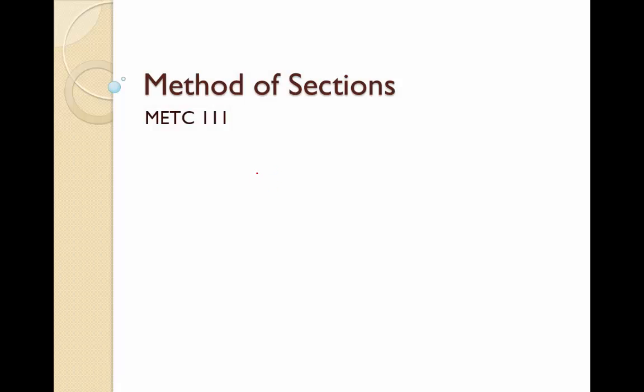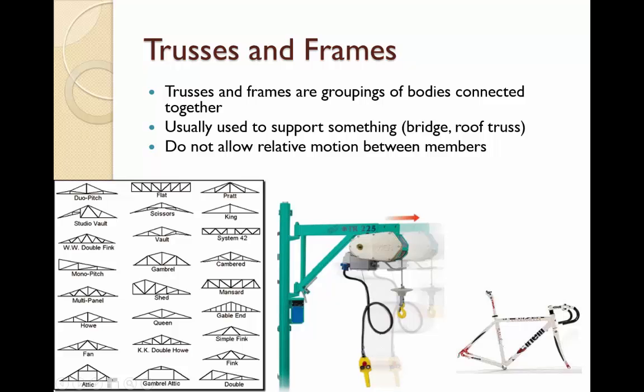The method of sections is one way to analyze trusses. First of all, before we use the method of sections, we have to make sure that what we're analyzing is a truss or a frame. Trusses and frames are groupings of bodies connected together. They usually support something. Examples would be a bridge or a roof truss. They do not allow relative motion between their members.